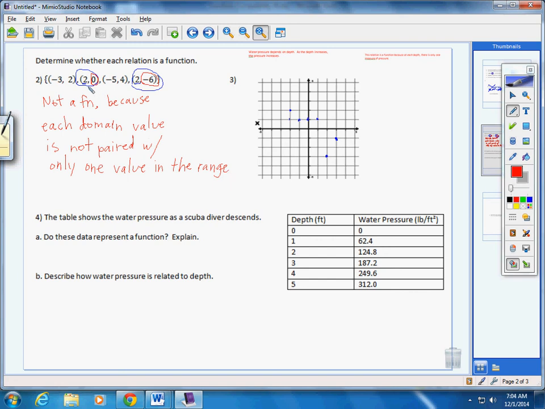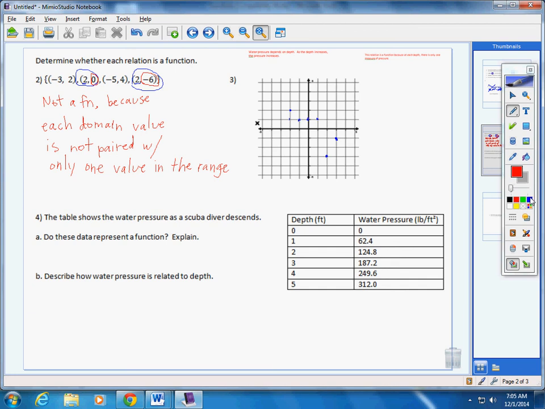So this is not a function because one of our domain values, 2, is paired with more than one range value. Okay? You need to know that definition of a function so that you can determine whether each relation is a function. Popping over to number 3, this one was pretty easy because all you had to do was the vertical line test.